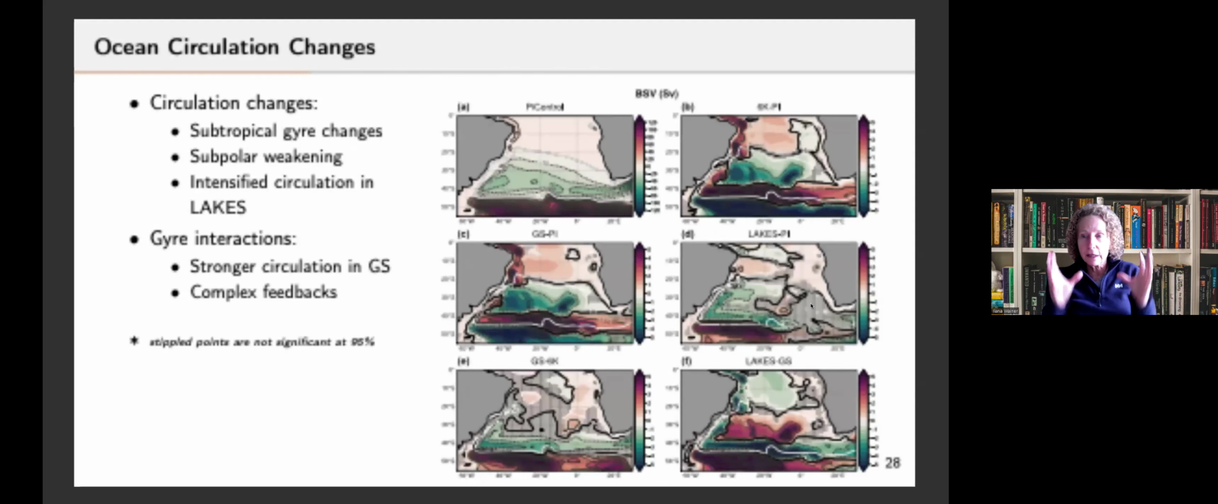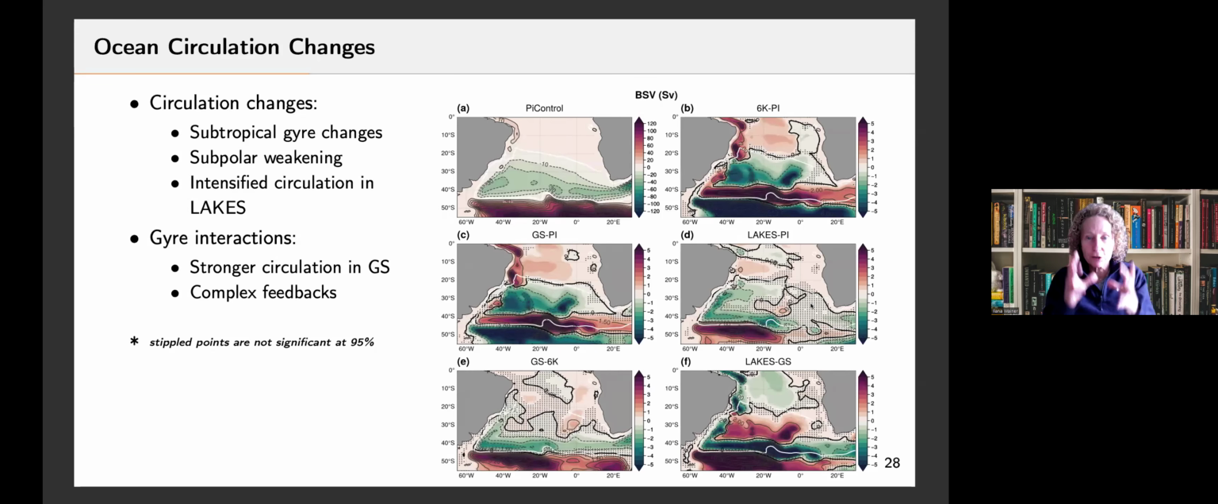And finally, if we look at the barotropic stream function, and if you're not familiar, this is a depth-integrated measure of the meridional velocity, the north-south velocity. So it's pretty much what gives you our gyre circulation. And we can see here in the PI control, our pre-industrial control, what this field looks like. So we have a circulation like this.